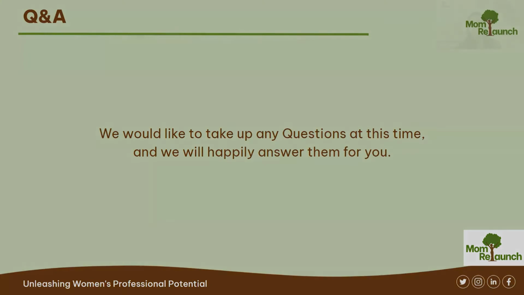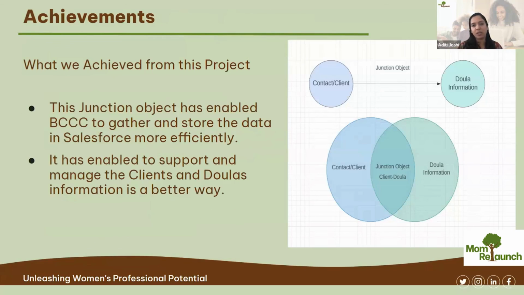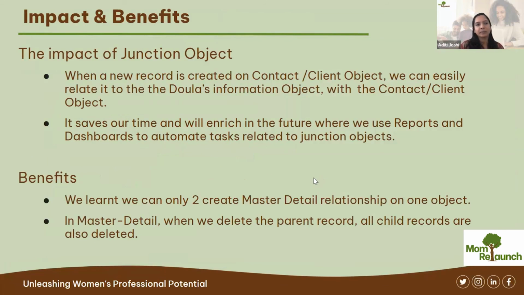Okay. Right. Thank you. I can ask on behalf of other members. So how does deletion work in the junction object? So in the junction object, here in the Salesforce BCCC org, contact client is a primary object. That's a parent object, and doula is a child object. Because as I mentioned before, when we create a custom junction object, we have created a client doula junction object. Can you move to the next slide, the achievement slide?